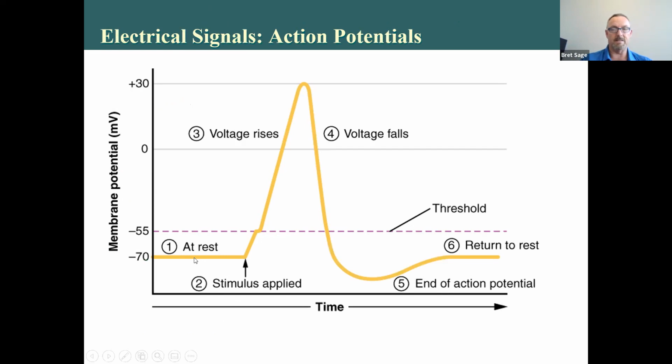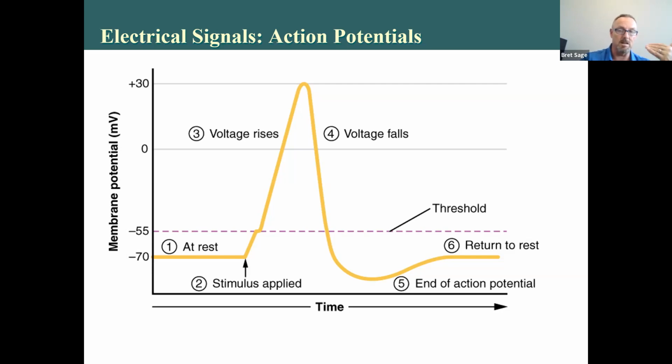Okay, step one, at rest. This is before the arrival of a graded potential. Sodium-potassium pumps have pumped sodium and potassium to opposite sides. You can see it's at negative 70 millivolts. This is partially due to the leakage of potassium, but a whole lot of factors that aren't important at this moment. Now, at step two, the stimulus is applied.